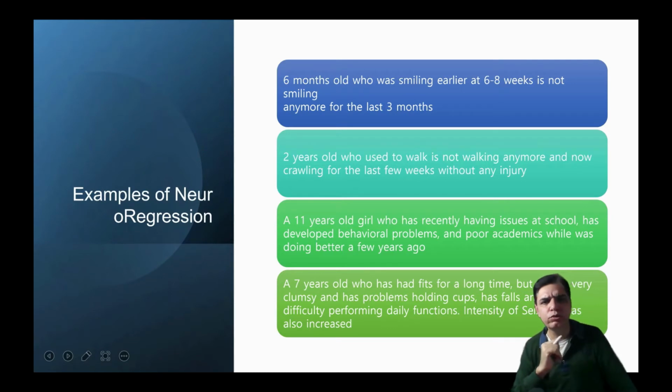Similarly, a 2-year-old who used to walk is not walking anymore, and now he's crawling for the last few weeks. And there is no injury. Sometimes they can have an injury or something, but you have ruled that out, and there's no injury, but he's now crawling.